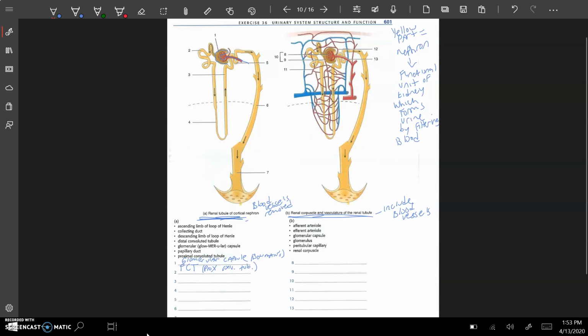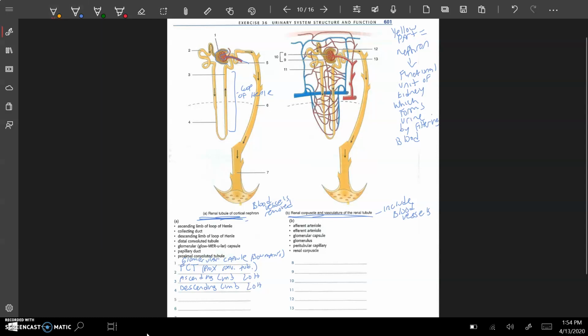Okay, and then we have our loop of Henle. So this whole thing here is going to be the loop of Henle. There are two parts, one that goes down and one that goes up. The one that goes up would be our ascending limb of the loop of Henle. And then number 4 would be our descending limb of the loop of Henle.